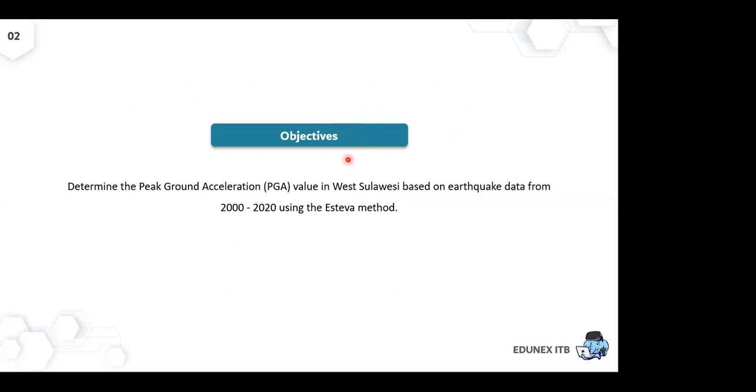First, I will explain the objectives of this research. That is to determine the peak ground acceleration value in West Sulawesi based on earthquake data from 2000 until 2020 using the STEPA method. Why is this important? Because by knowing the PGA value, we can estimate how much damage is caused by an earthquake so that disaster mitigation can be done.